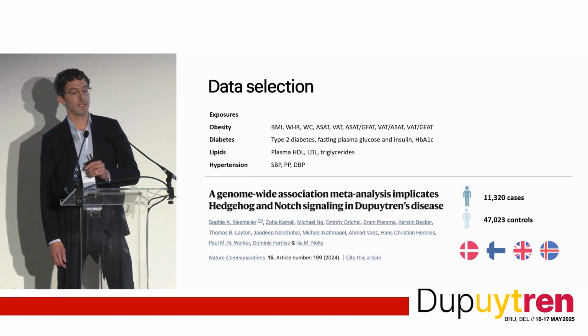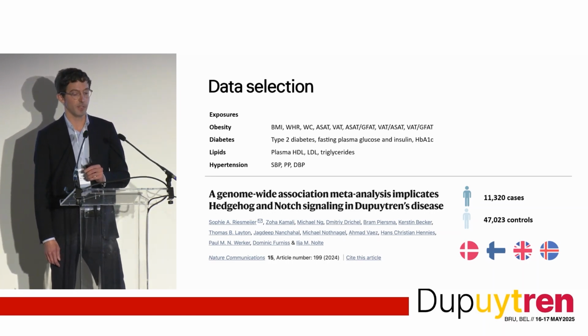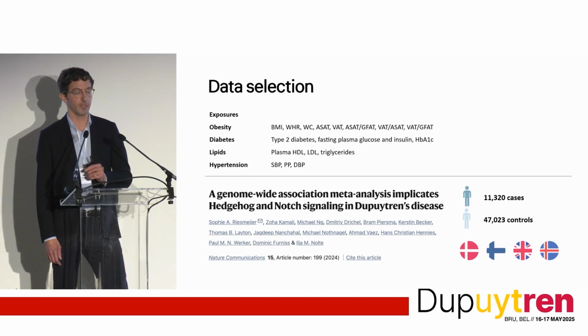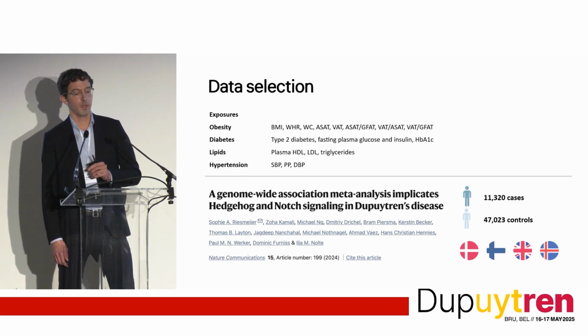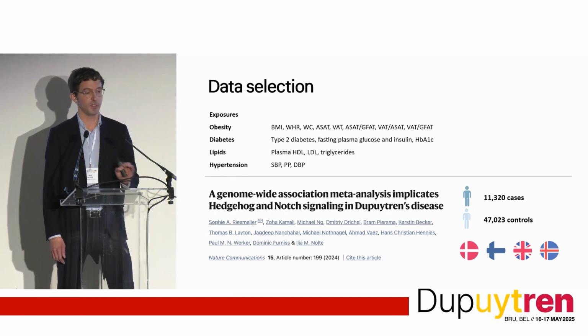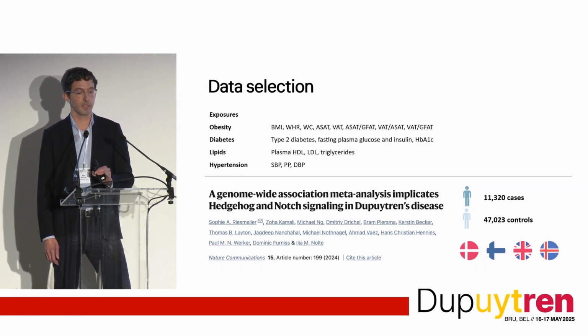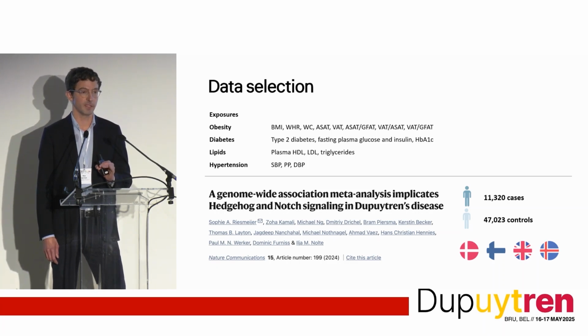To do so, we performed two-sample Mendelian randomization in R and also multivariable Mendelian randomization. To check that the exposure is leading to Dupuytren's rather than the reverse, we use techniques called weighted median and MR-Egger tests, which assess for directionality.